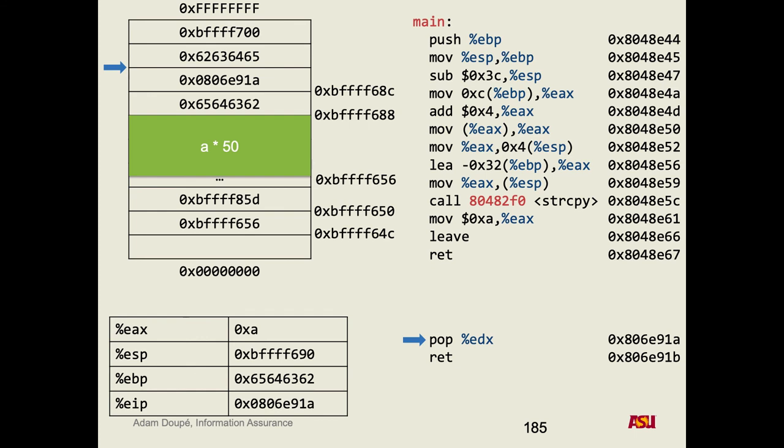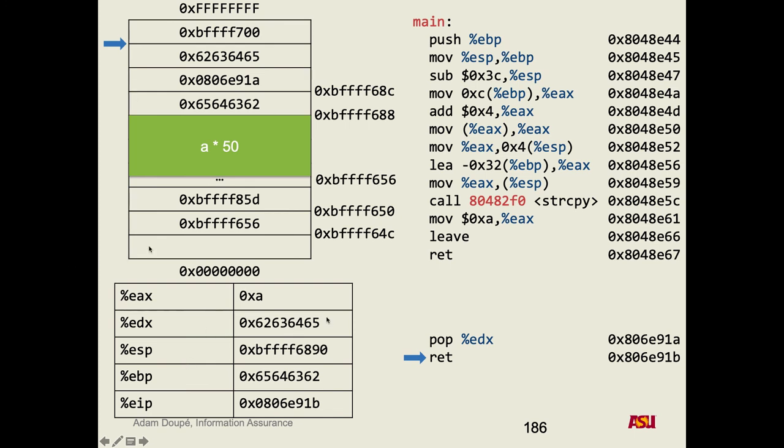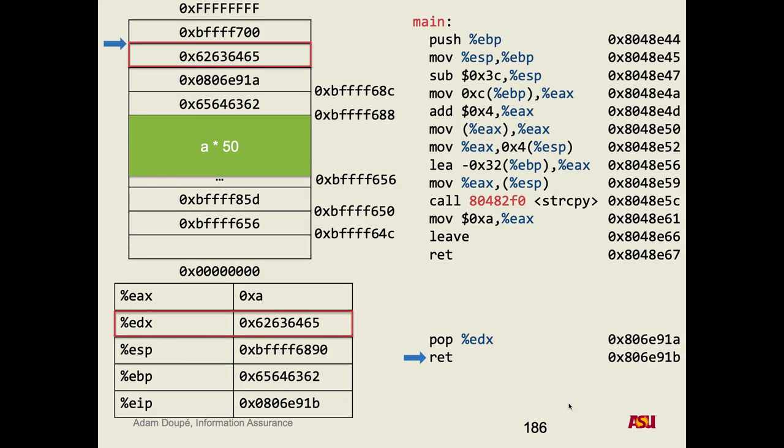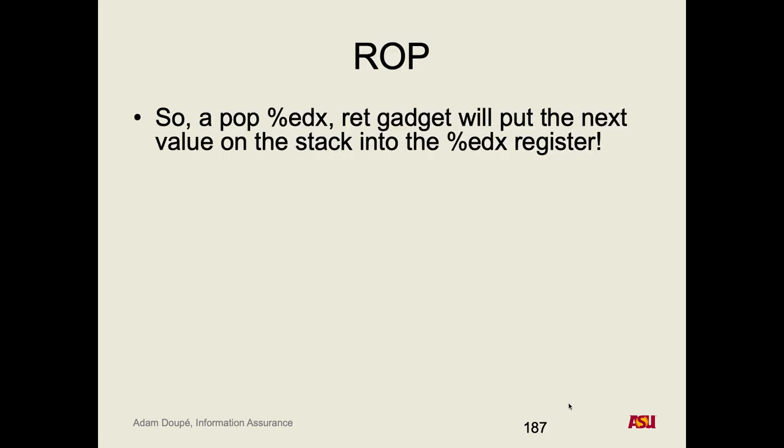So now it's going to do pop EDX. What's going to happen? It's going to store 62, 63, 64, 65 into EDX. And then it's going to return. Where's it going to return to? So here, this was the second argument. Essentially, we have a gadget that, when we call it, will put whatever the next value is into EDX, and then jump to whatever address we put after that. So with this gadget of pop EDX return, we can put the value into EDX.